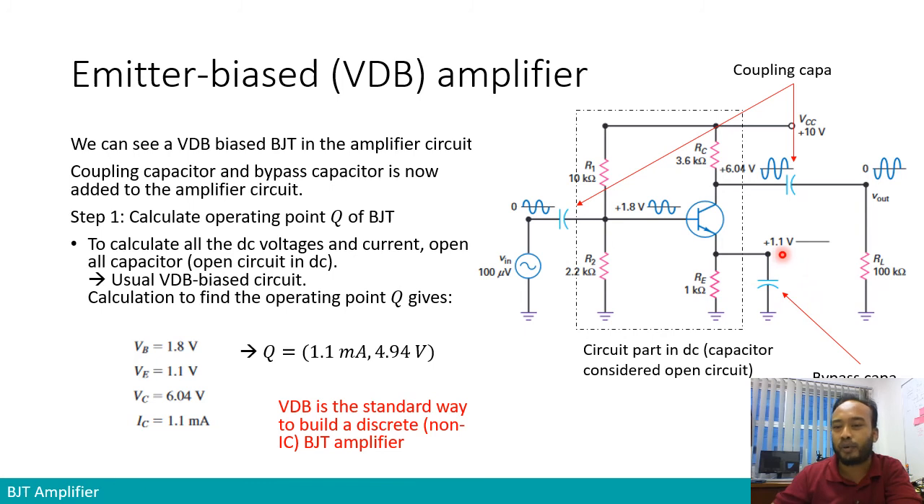leaving us with the DC component. And then finally, the part that interests us the most, of course, the voltage output across the load resistor. At the end, we have a coupling capacitor. So what does the coupling capacitor do?